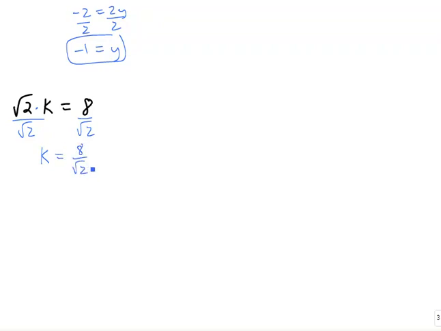You probably wouldn't want to leave your answer like this because it's not considered rationalized. So we would want to rationalize the denominator. To do that, you can just multiply the top and the bottom of this fraction by the denominator you're trying to get rid of. So I want to get rid of square root of 2, so I'm going to multiply by root 2 over root 2. So we're just multiplying by a fancy 1. On the top, we get 8 times root 2. We can't combine those, we just push them together.